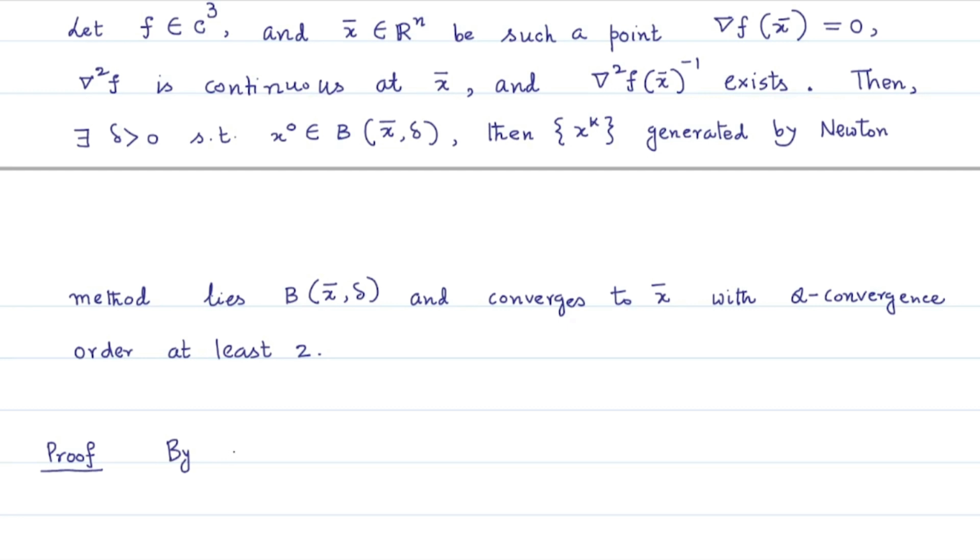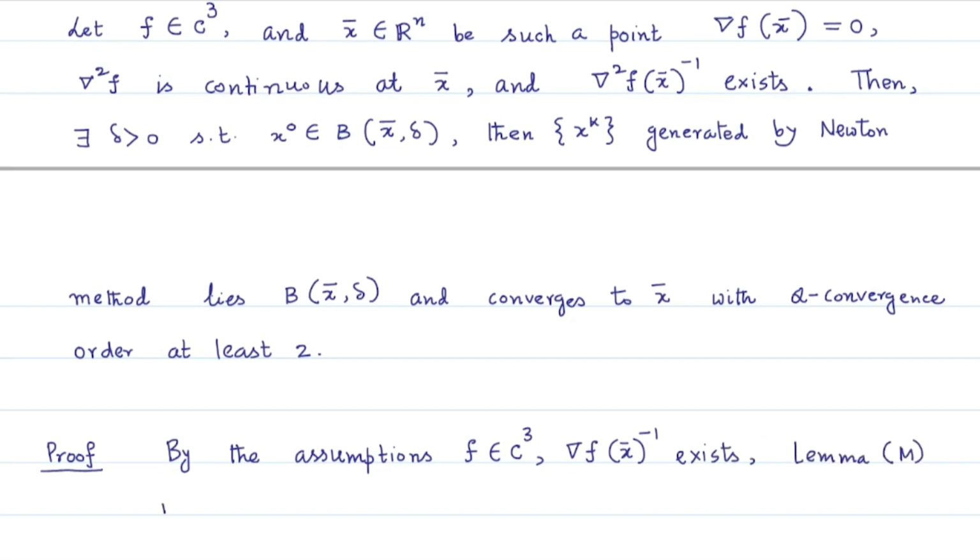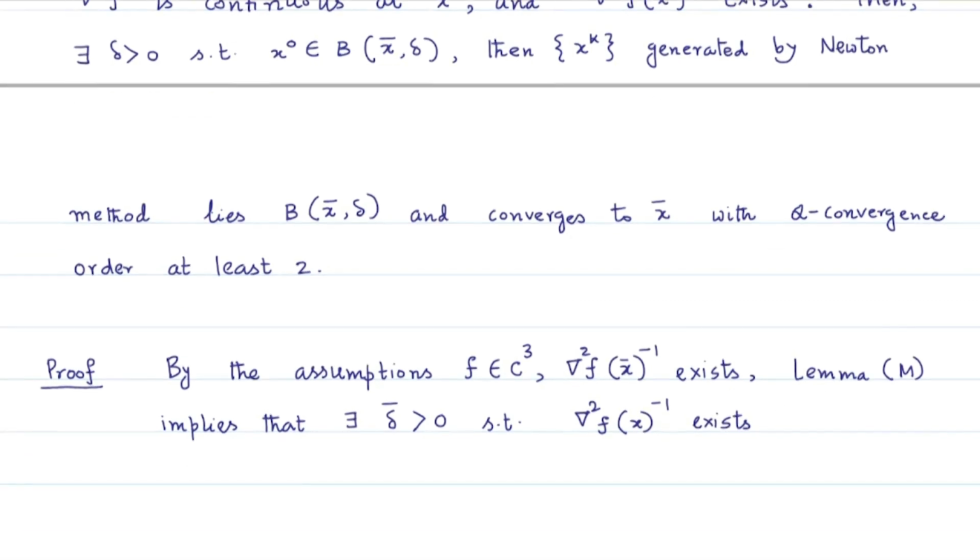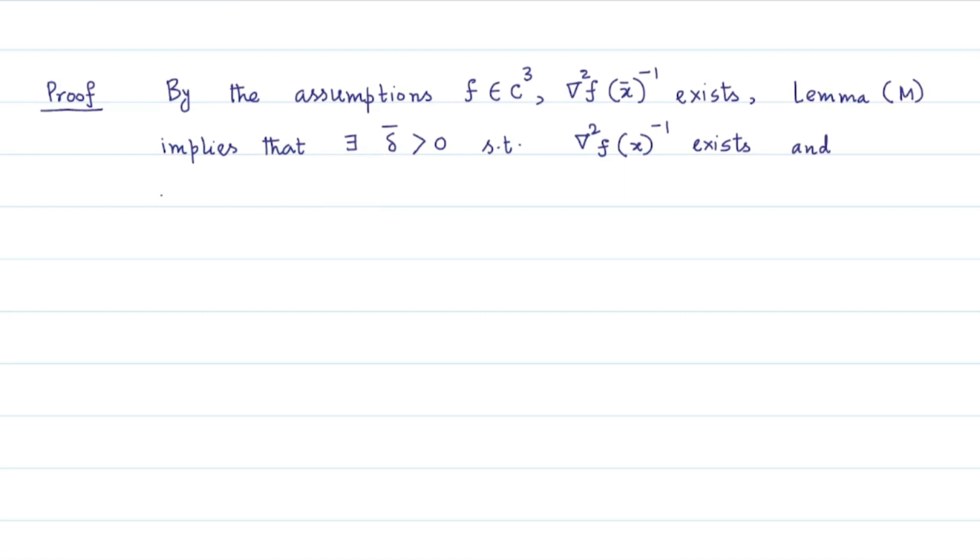So by this lemma, we have from the hypothesis of this theorem, by the assumptions of the theorem, that f has continuous third order partial derivatives and the inverse Hessian exists. The lemma M implies that there exists some delta bar greater than 0 such that the Hessian has inverse and continuous inside a closed ball having radius delta bar centering at x bar.